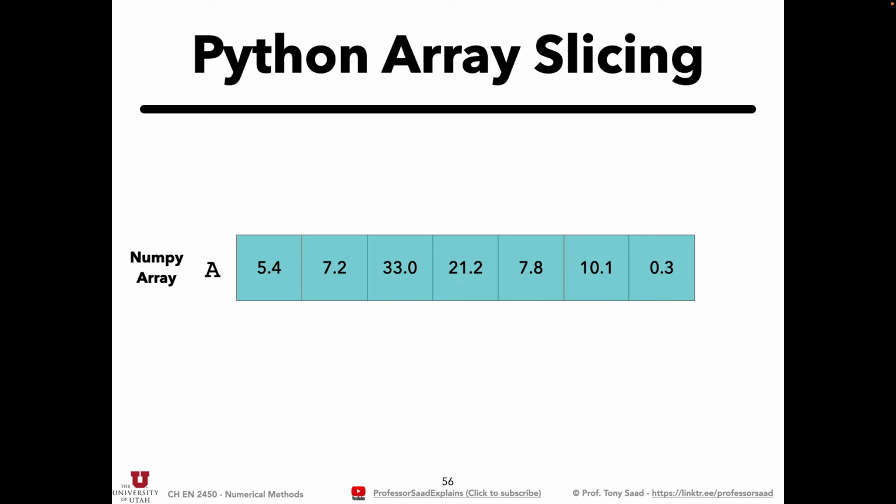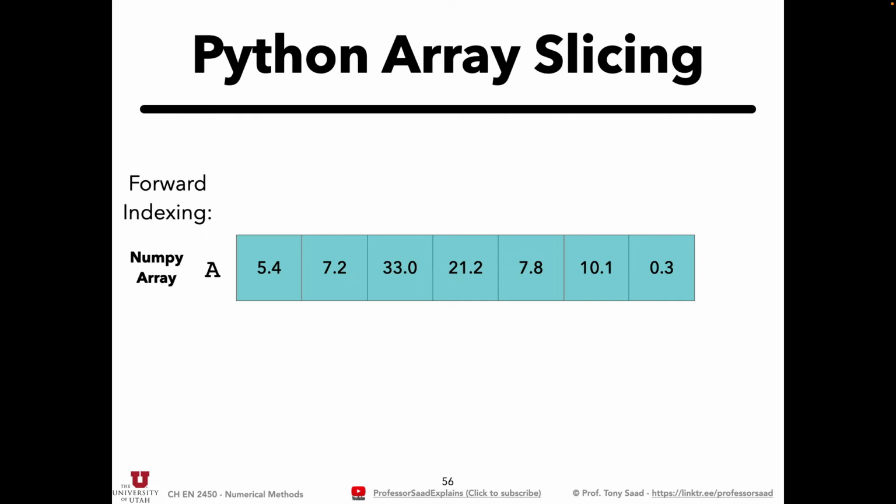An array in Python can be thought of as a sequence of buckets in memory that contain values. This is an array, A. It has these values, just some random values I put in, 5.4, 7.2, and so on. For an array to be beneficial, you need to access values in it. The standard way of accessing an array is called indexing.